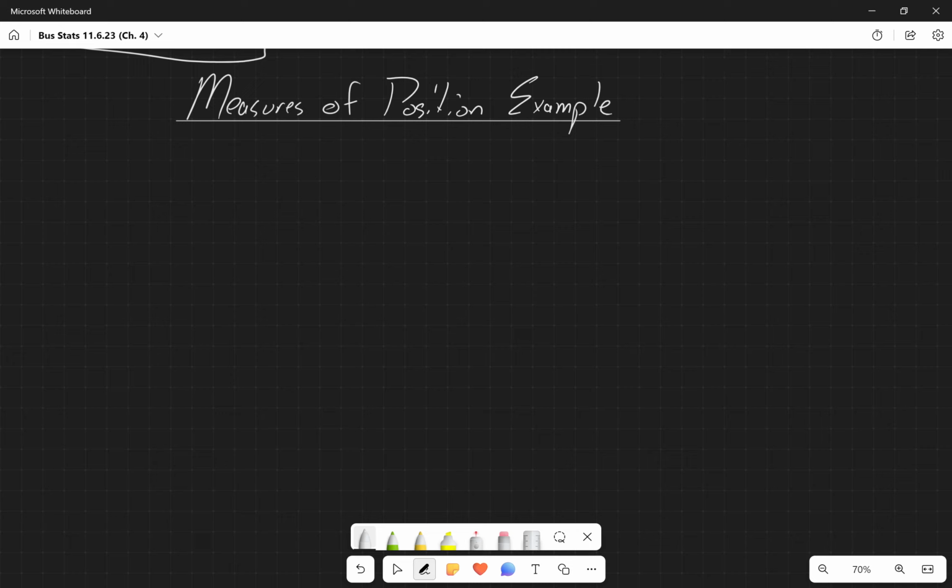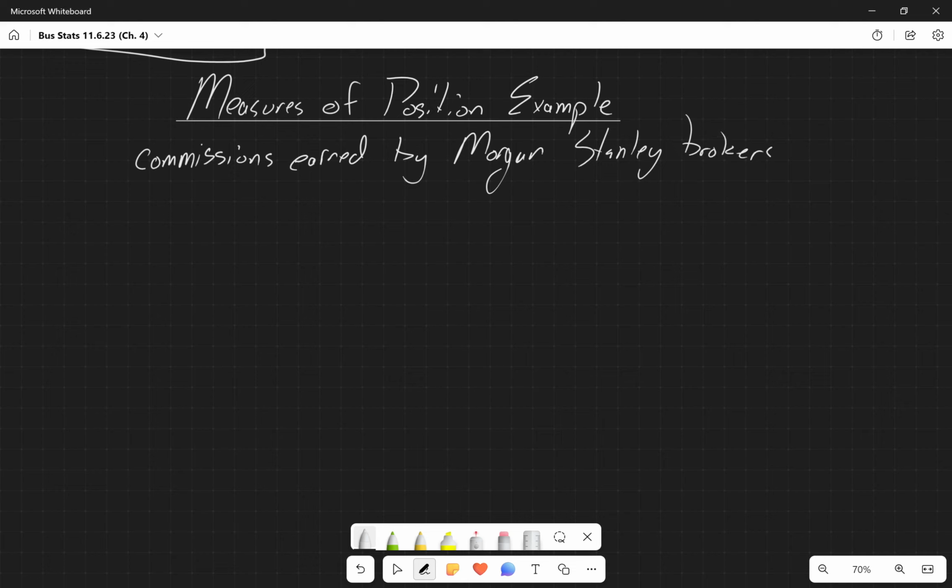So we're going to hopefully quickly go through a couple of measures of position examples. So the first one, we're told, is commissions earned by Morgan Stanley brokers. And this is monthly data. And so we are given it all over the place.